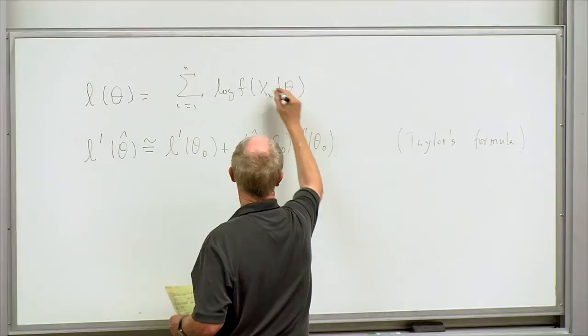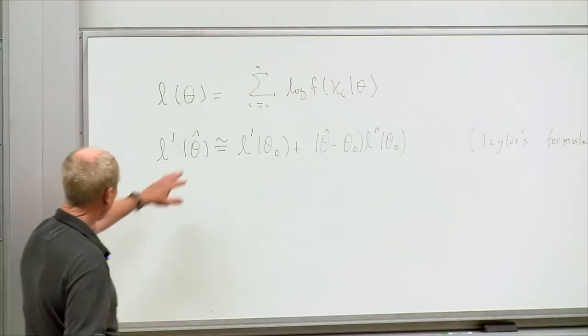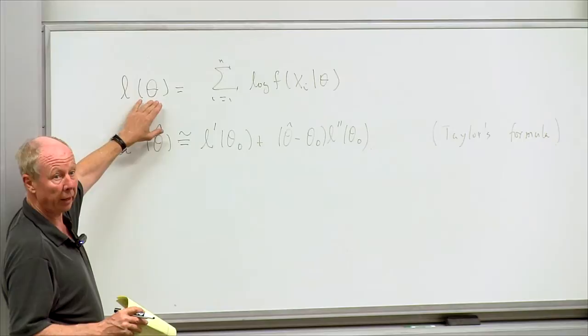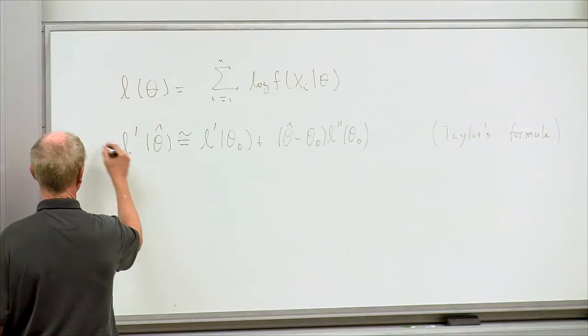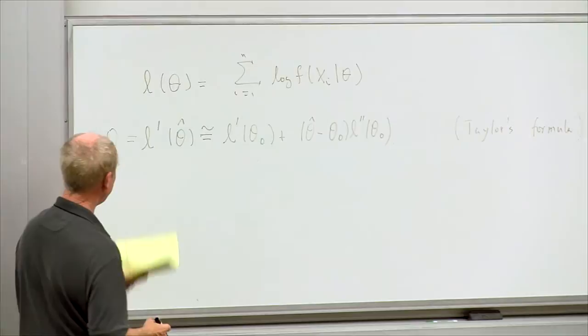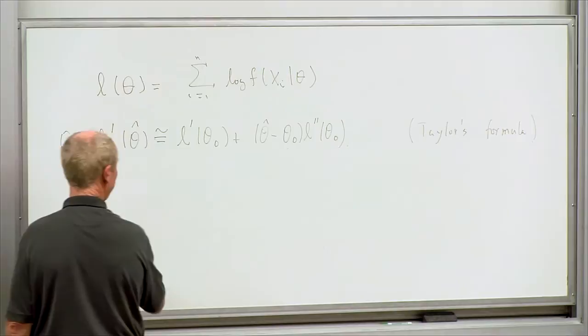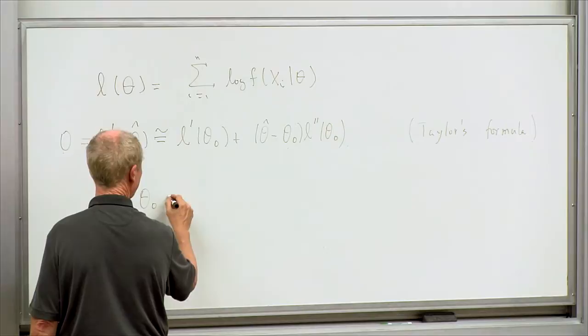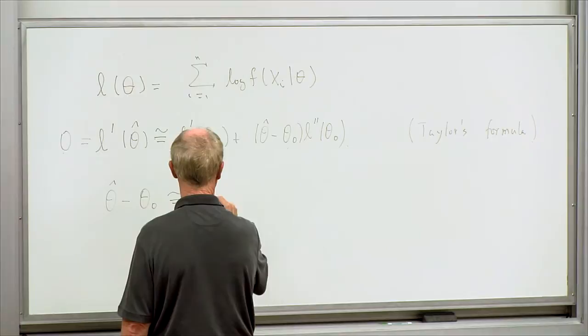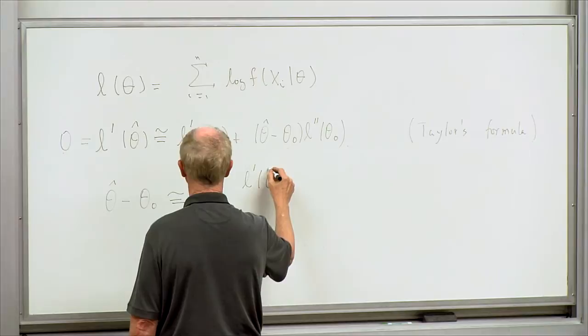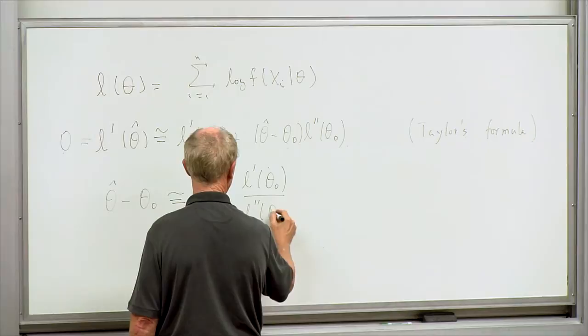What's the definition of theta hat? It's the point that maximizes this function. So what's the value of the derivative of L at theta hat? It's 0. Since theta hat is the MLE, it's the point where L of theta is a maximum. At the maximum, the derivative is 0. So solving 0 equal to this for theta hat minus theta naught gives theta hat minus theta naught is approximately equal to minus L prime of theta naught over L double prime of theta naught.